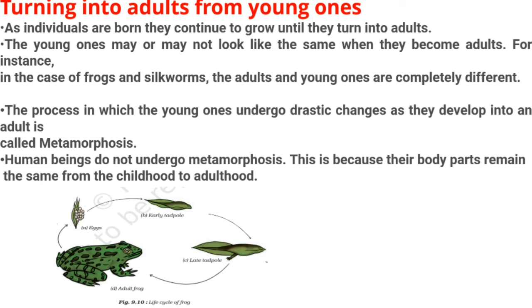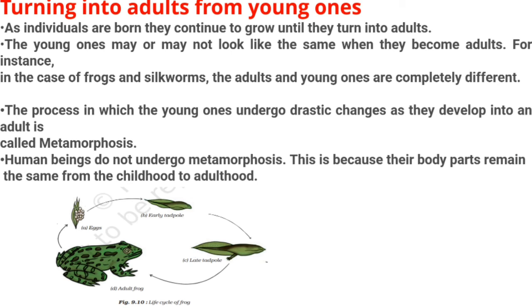Turning into adults from young ones. As individuals are born, they continue to grow until they turn into adults. The young ones may or may not look the same as the adults. For instance, in the case of frogs and silkworms, the adult and young ones are completely different. The process in which the young ones undergo drastic changes as they develop into an adult is called metamorphosis. Human beings do not undergo metamorphosis. This is because the body parts remain the same from childhood to adulthood.